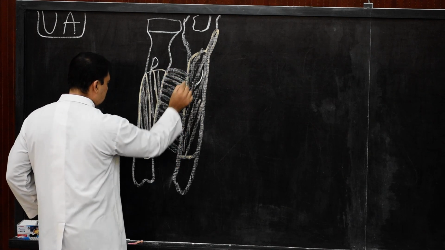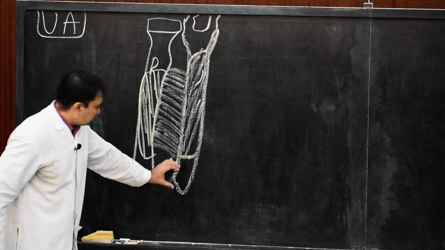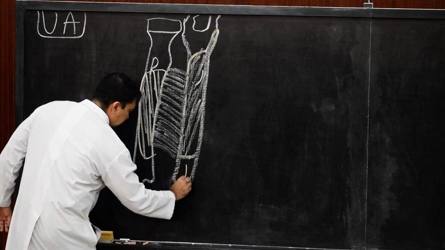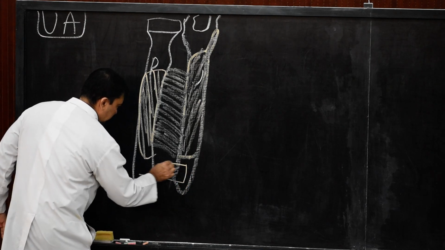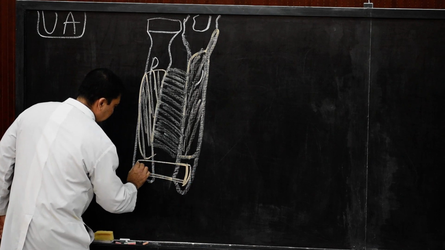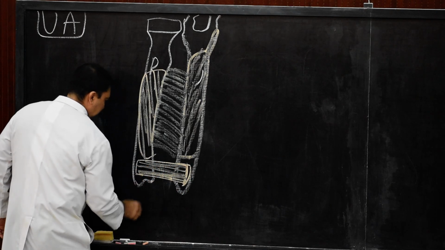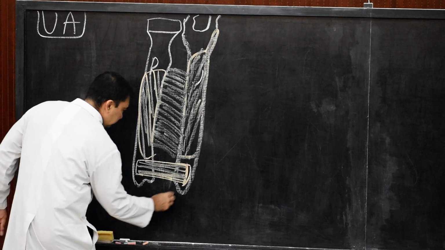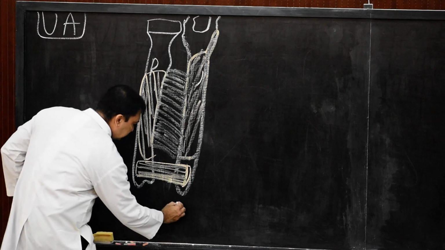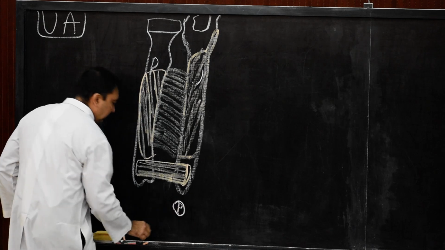Similarly, in the lower 1/4, we show the pronator quadratus muscle, as rectangular fibers. And just below this pronator quadratus, we will show the pisiform bone. At this level, we are going to show the pisiform bone. So this completes our bony landmarks.